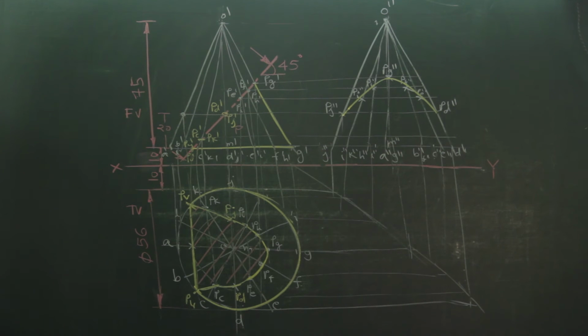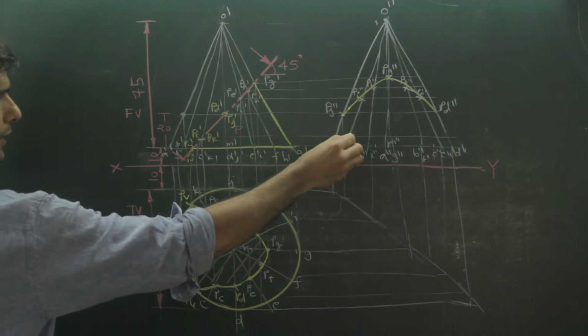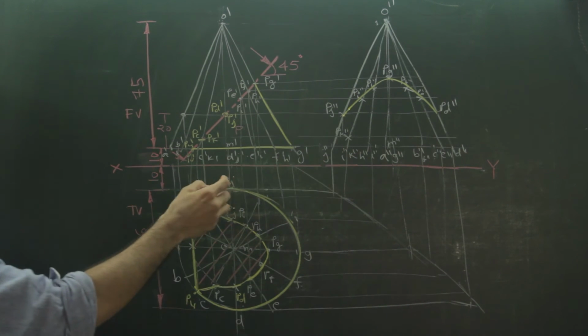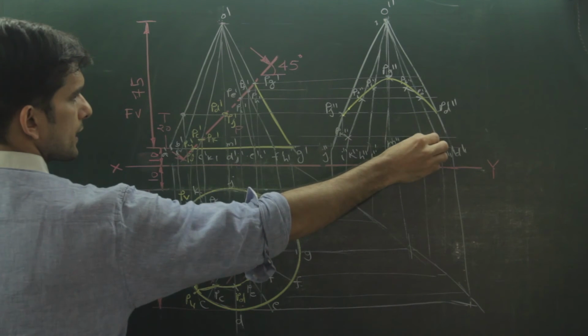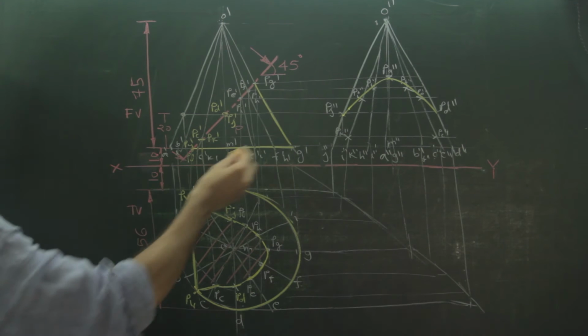So now we'll take from PC dash, PK dash. So you draw a horizontal line wherever it will cut on O double dash, K double dash, that is PK double dash, and O double dash, C double dash, that is PC double dash, right? So we got this much.